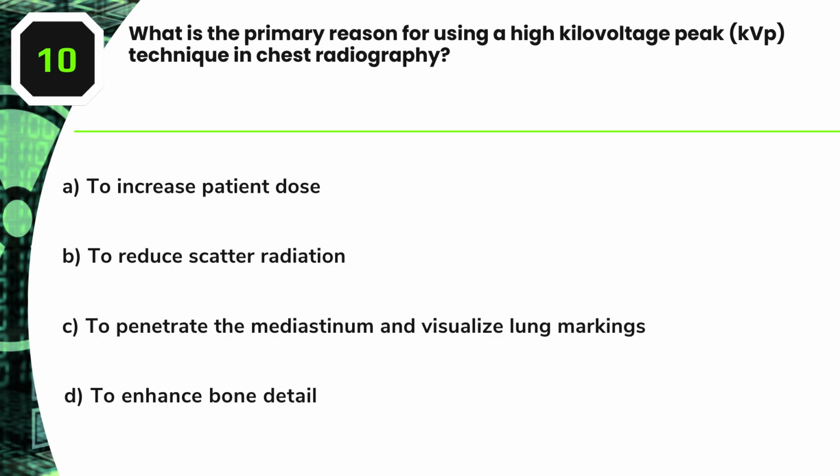Question 10. What is the primary reason for using a high kilovoltage peak, kVp, technique in chest radiography? A. To increase patient dose. B. To reduce scatter radiation. C. To penetrate the mediastinum and visualize lung markings. D. To enhance bone detail.